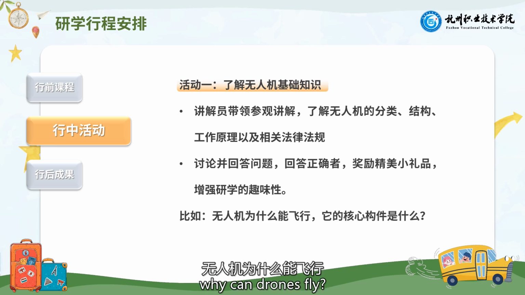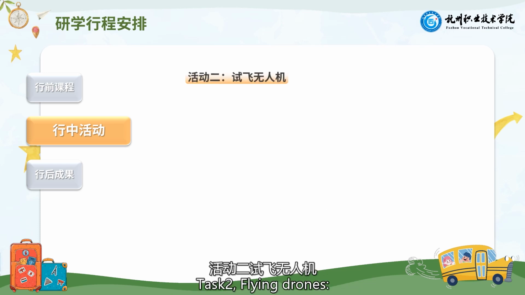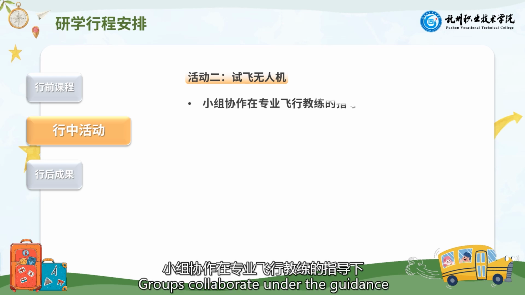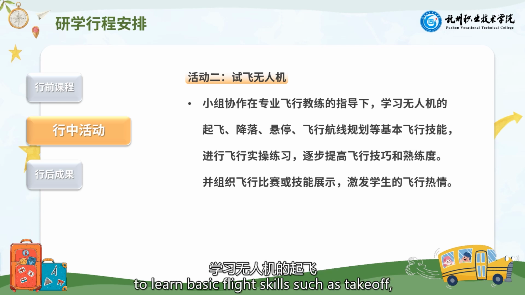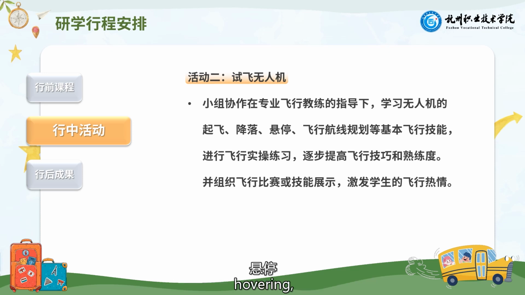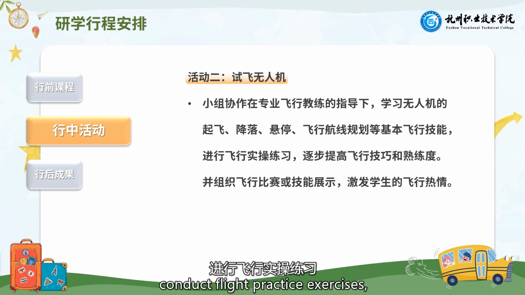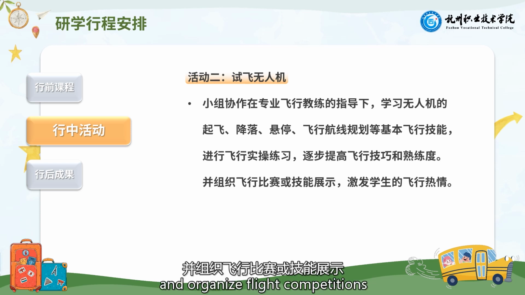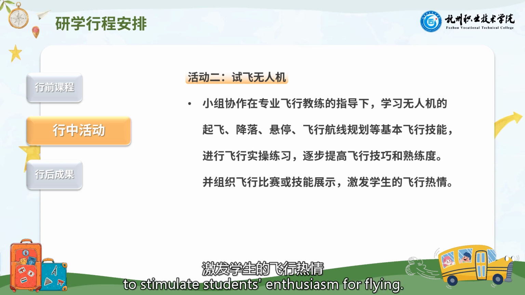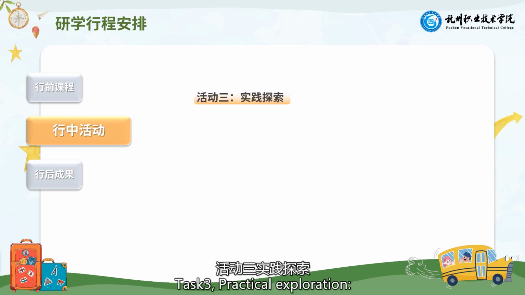For example, why can drones fly? What are its core components? Task 2. Flying drones. Groups collaborate under the guidance of professional flight instructors to learn basic flight skills such as takeoff, landing, hovering, and flight route planning. Conduct flight practice exercises, gradually improve flight skills and proficiency, and organize flight competitions or skill demonstrations to stimulate students' enthusiasm for flying.